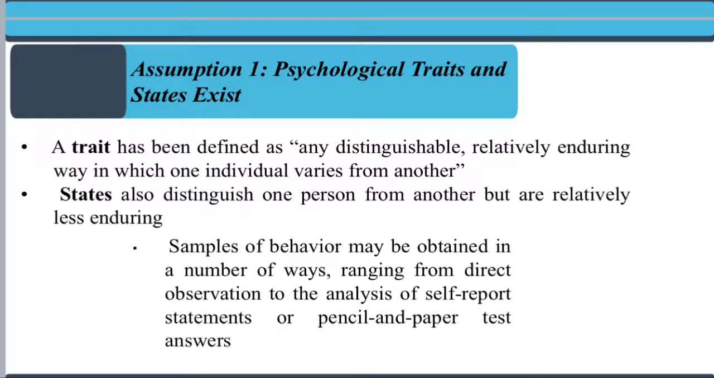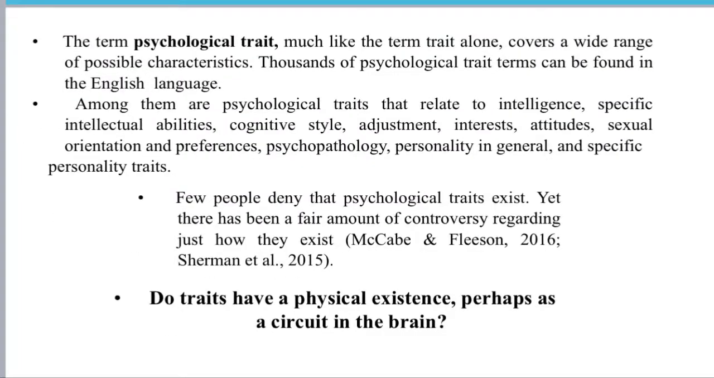So the trait term that an observer applies is based on observing a sample of behavior. Examples of behavior may be obtained in a number of ways, ranging from direct observation to the analysis of self-report statements, or pencil and paper test answers, or can be produced by any test. So here comes the term psychological trait. Much like the term trait alone, it covers a wide range of possible characteristics. Thousands of psychological trait terms can be found in the English language.